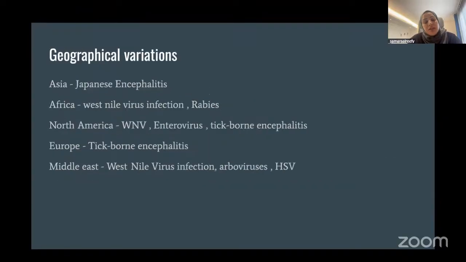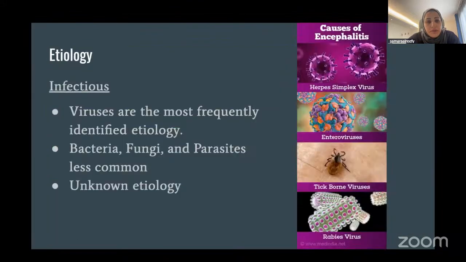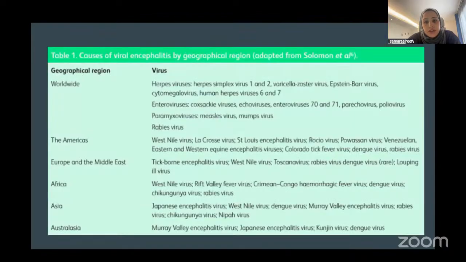As for geographical variations, in Asia, most commonly we have Japanese encephalitis; in Africa, the West Nile virus and rabies. In the Middle East, we have the West Nile virus, arboviruses, and HSVs most common. So again, worldwide, we have the herpes viruses, types 1 and 2, varicella, Epstein-Barr, CMV. In the Middle East, we have the West Nile virus, rabies as well, but it's very rare, dengue fever, and Louping ill virus.